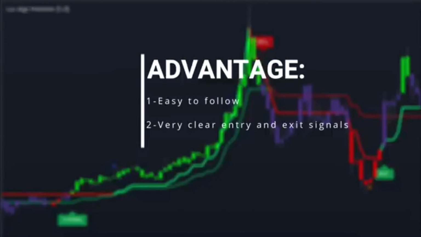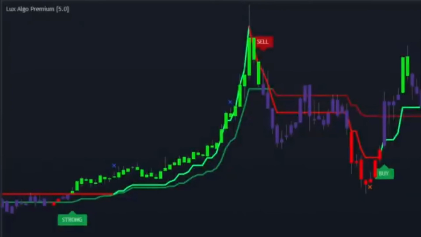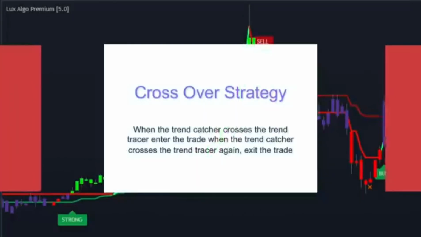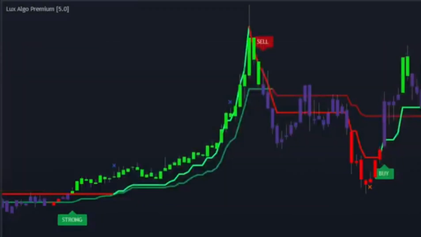This strategy gives very clear entry and exit signals, telling you when to get into and get out of the trade. When the trend catcher crosses the trend tracer, enter the trade. When the trend catcher crosses the trend tracer again, exit the trade. It couldn't be simpler. This strategy works best in a trending market.